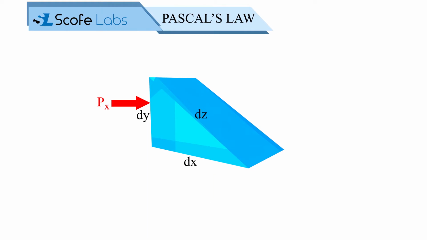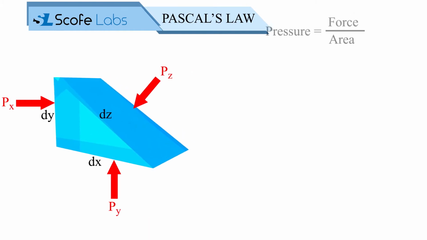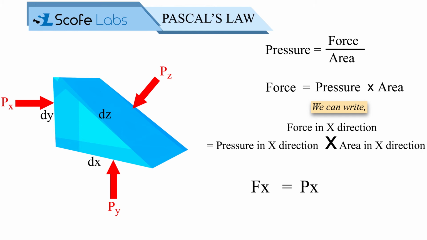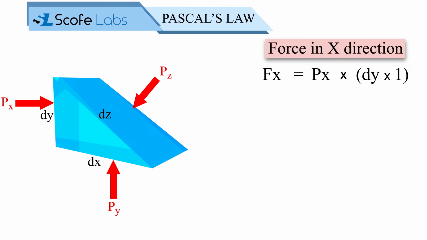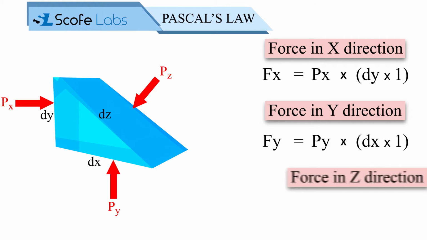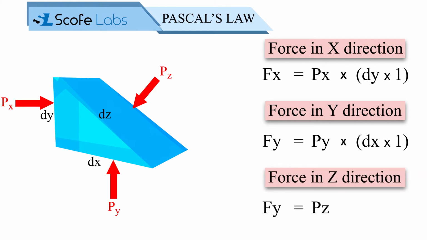Pressures Px, Py, and Pz are the pressures acting on the planes dy, dx, and dz respectively. As we know, force is equal to pressure into area. We can write the force in the x direction, Fx, is equal to pressure Px into area dy into 1. Similarly, the force in the y direction is equal to Py into area dx into 1, and the force in the z direction is equal to Pz into area dz into 1.